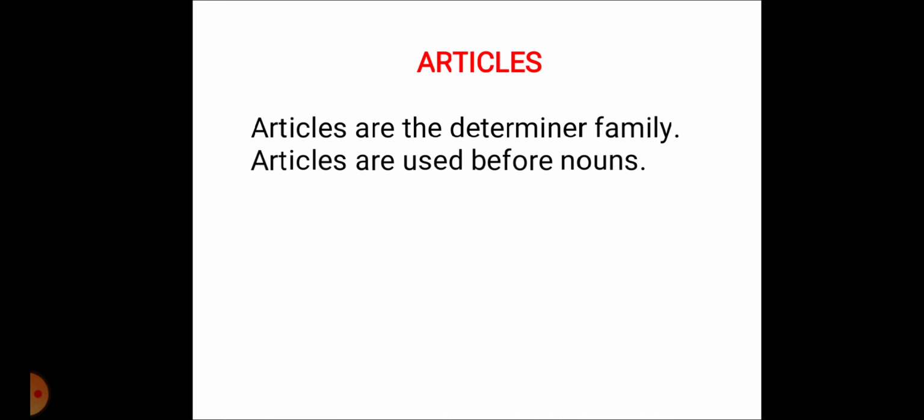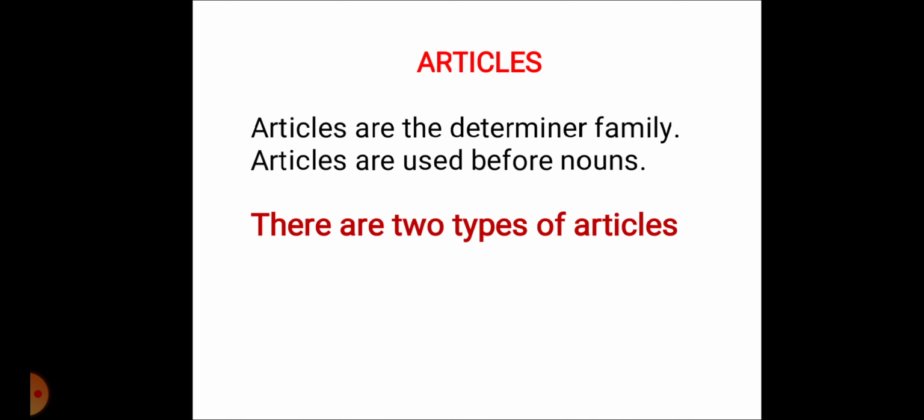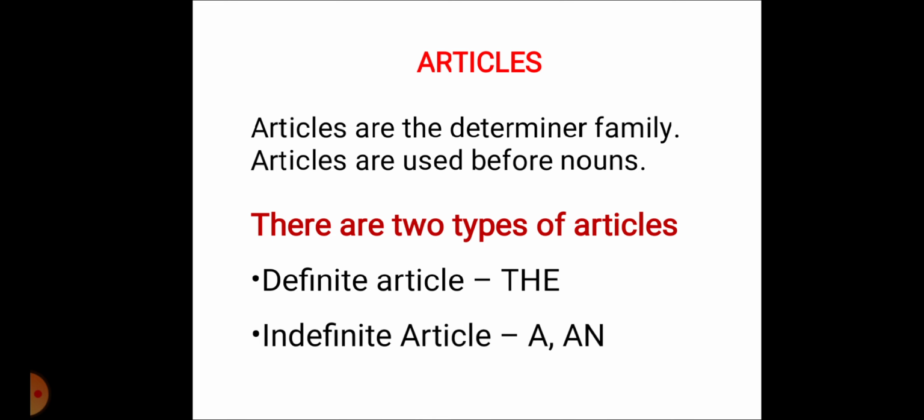Articles are the members of the determiner family. Determiner means there is a fixed one. Articles are used before nouns. We need to remember that articles are used before nouns only, not verbs or anything. Next, there are two types of articles. First one, the definite article the. The second one, the indefinite article, that is a and an. So there are two indefinite articles, a and an, and the definite article is the.